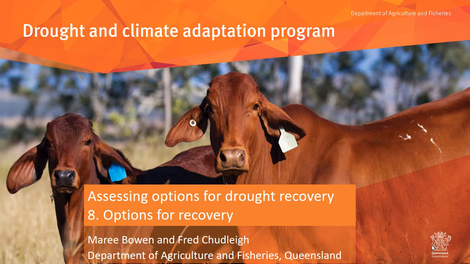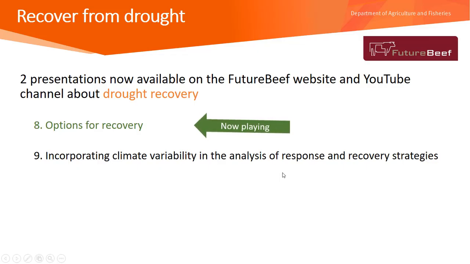Welcome back. We've moved on now to assessing options for drought recovery. As promised previously, we've assumed that it has rained. These presentations, there's two of them available on the Future Beef website, and the first one we're now looking at is options for recovery, and then in the final presentation we incorporate climate variability in the analysis to look at how that impacts on response and recovery strategies.